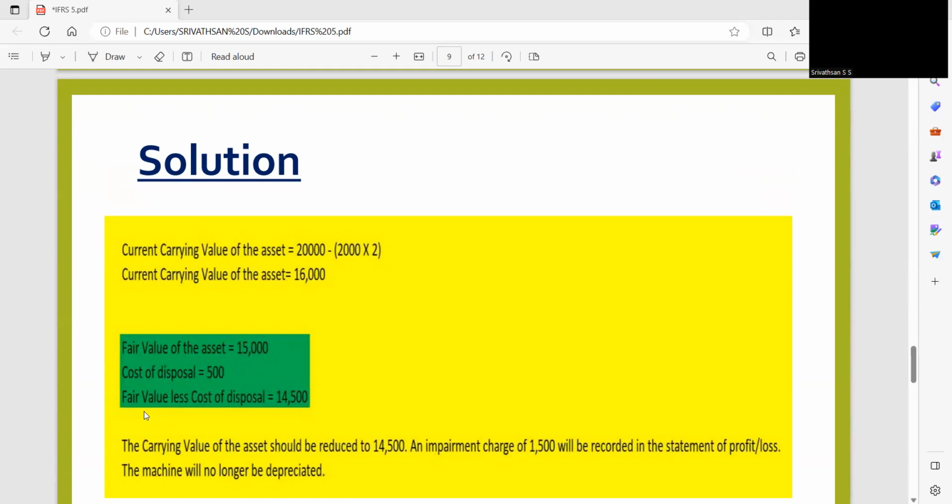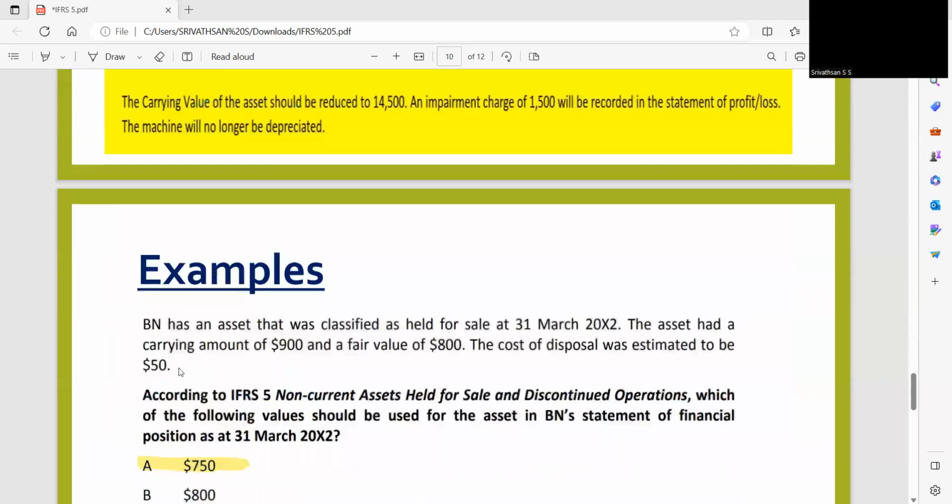So now compare this fair value less cost of disposal to the carrying value of the asset, which is lower. Fair value less cost of disposal is obviously lower, 14,500. So in your statement of financial position, you should show non-current asset held for sale at $14,500. And since the carrying value of the asset is greater than the fair value less cost of disposal, an impairment charge of 1,500 will be recorded in the statement of profit and loss, and the machine will no longer be depreciated because it is classified as a non-current asset held for sale.